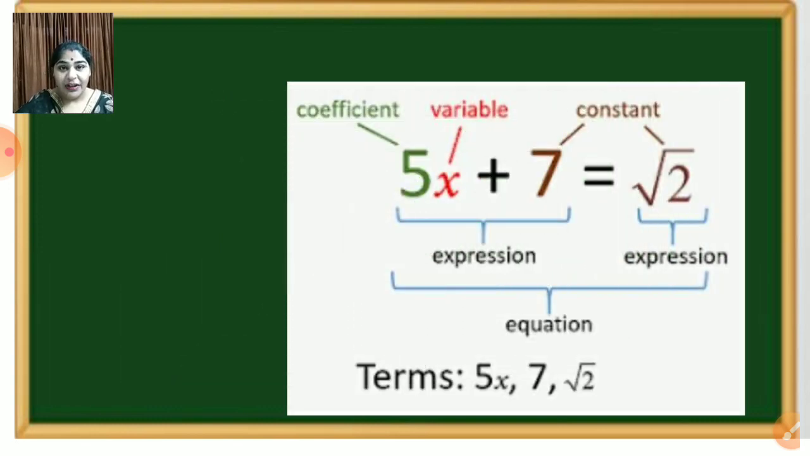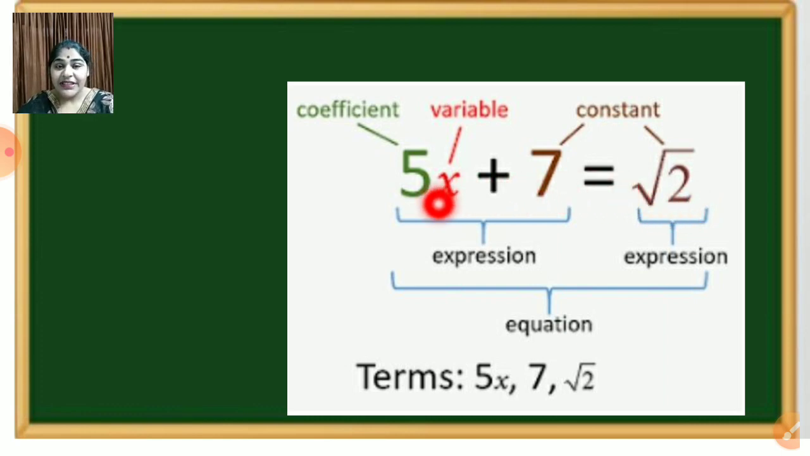Here is one more example I'll show you, children. This is 5x plus 7 is equal to under root 2. Now this is not an expression, this is an equation, right? Now how many terms are there on the left hand side, children? You can see one term, that is 5x, and 7 is another term, right? For 7, no variable is present, so it is known as a constant. On the right hand side also you can see there is no variable, so this is a constant, children.